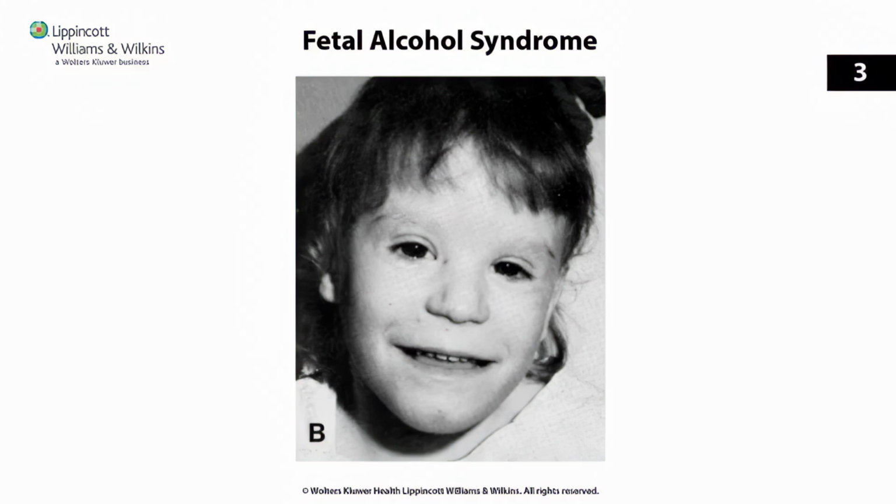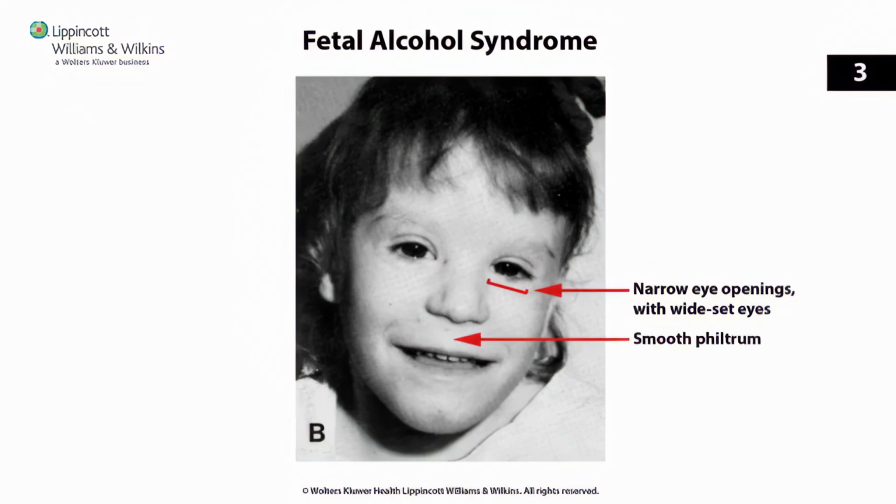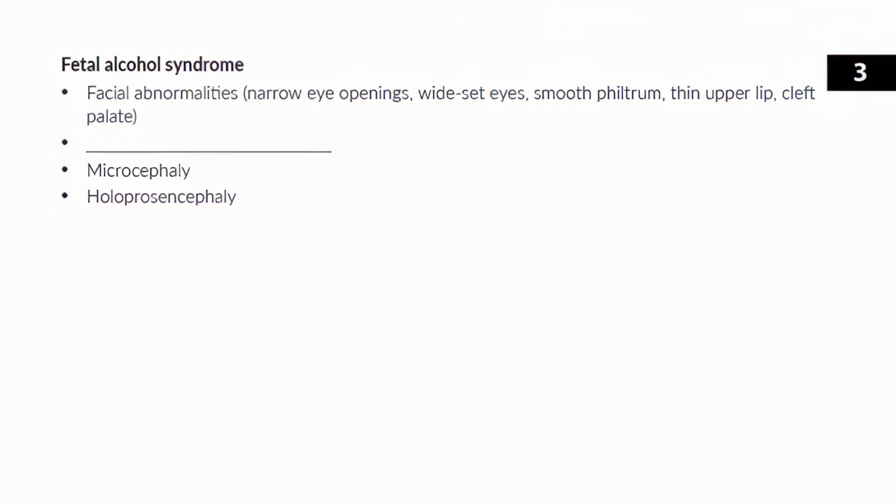There are some characteristic facial abnormalities with fetal alcohol syndrome, which include narrow eye openings with wide-set eyes, a smooth philtrum, and a thin upper lip. Alcohol can also cause cleft lip and cleft palate, so lots of midline facial abnormalities. Fetal alcohol syndrome can also cause intellectual disability, which used to be called mental retardation. And along with that, you can have microcephaly.